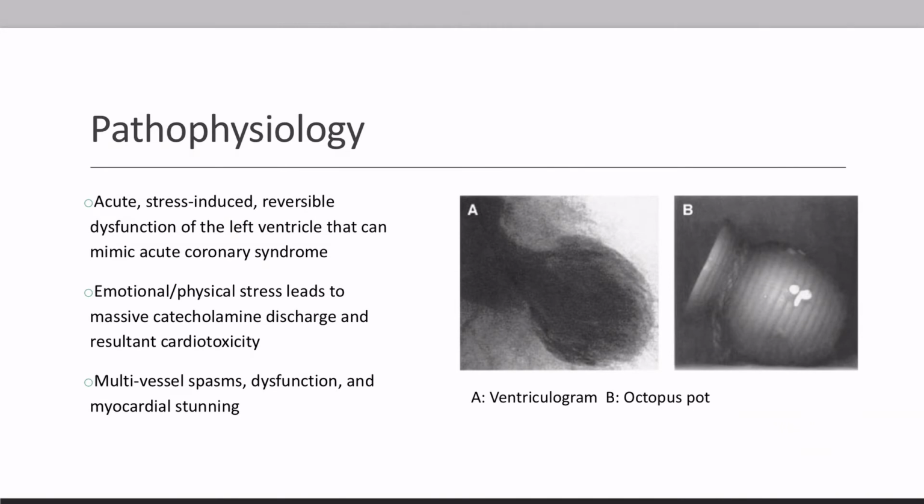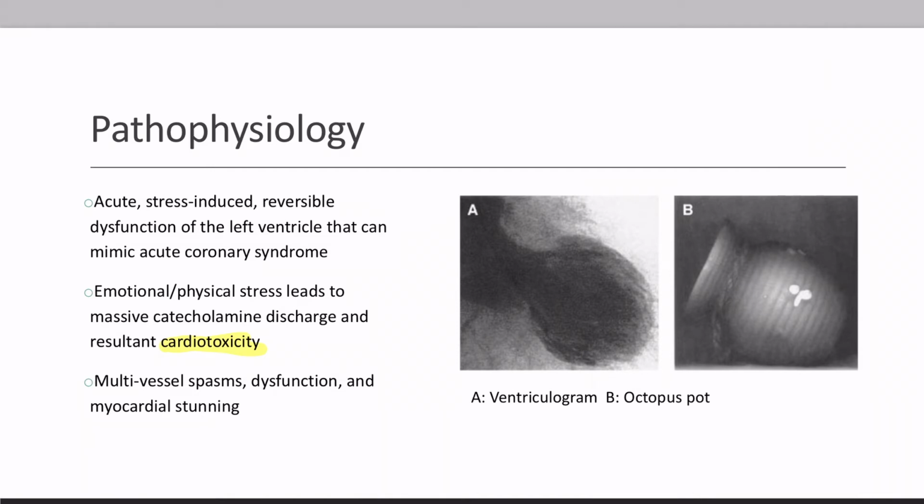So the pathophysiology here: its onset is usually caused by acute stress, and it's a reversible dysfunction of the left ventricle, and it often mimics acute coronary syndrome or a heart attack, essentially. Any type of emotional or physical stress can lead to a massive catecholamine discharge, and this results in cardiotoxicity. So we can see things such as multivessel spasms, dysfunction, and myocardial stunning. This makes sense with the presentation, which is very similar to a myocardial infarction: sweating, shortness of breath, pain in the chest.